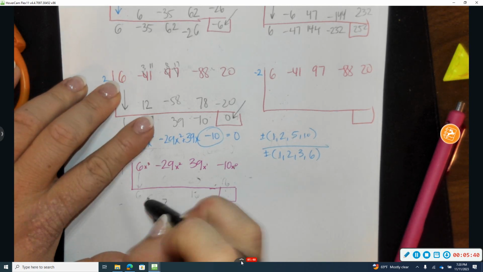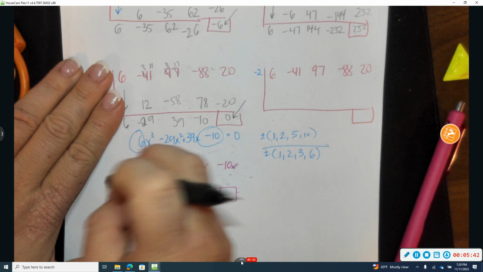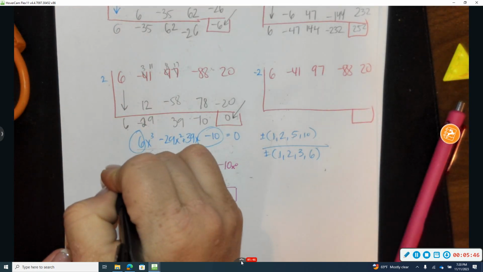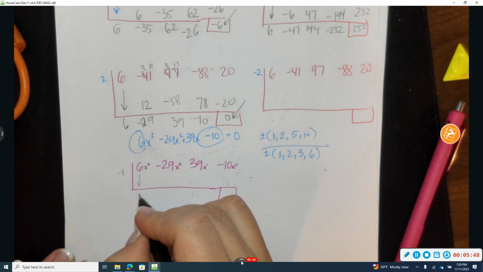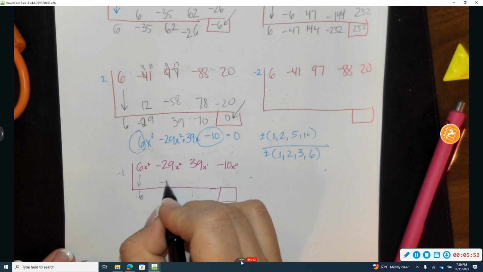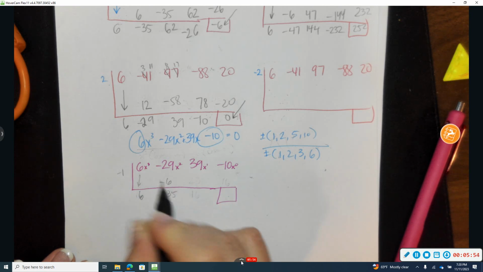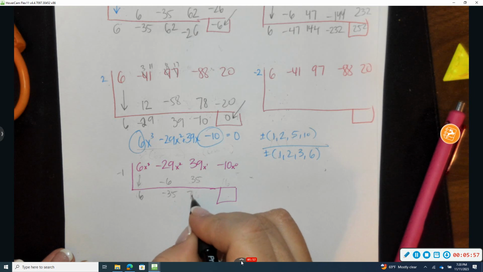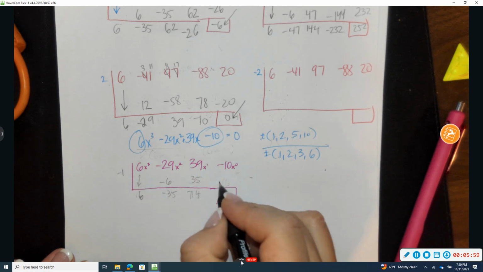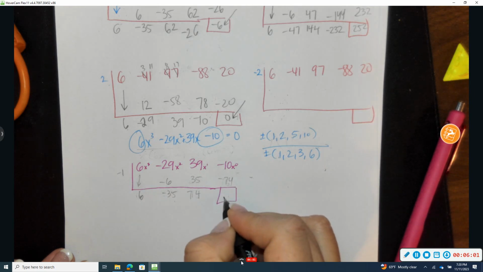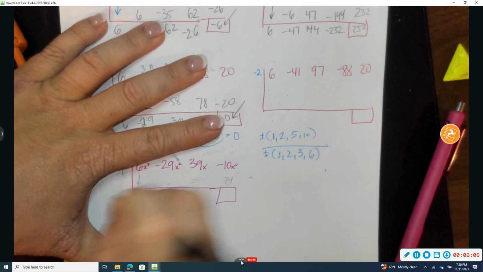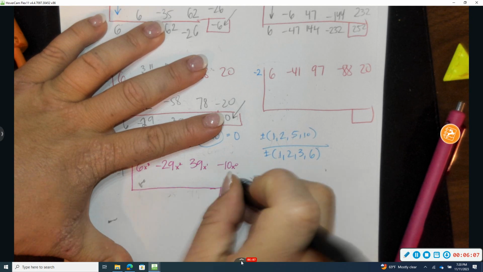So I'm lightly going to erase here. And now I'm going to try a negative 1 really lightly. So dropping down the 6, multiplying, 6 times negative 1 is negative 6. I get a negative 35, multiplying for a positive 35. Ooh, 74, multiplying negative 74, negative 84 does not result in an output of 0. So I know 1 and negative 1 do not work.